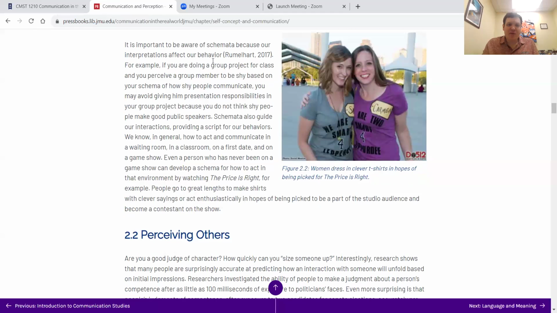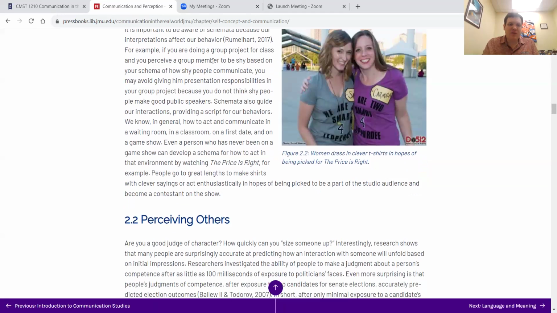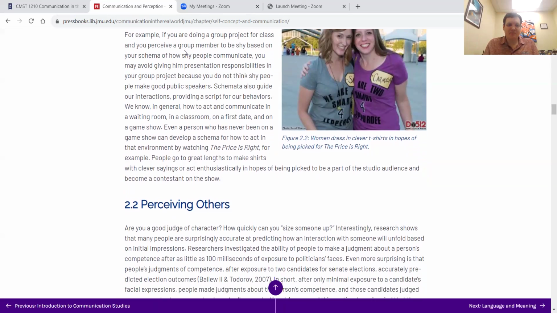So that's one example. It also talks here about if you're doing a group project and you perceive someone as shy, you may start thinking, oh, how do shy people communicate with me? And you may expect that. And then if they just start ranting and raving about something, it's like, oh, maybe this person isn't shy. Now I need to change how I'm interpreting it based on this new information that I have. So it continues to change how we interpret things based on new information that we're getting.